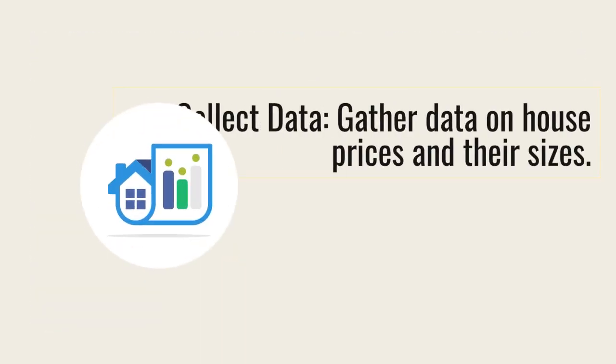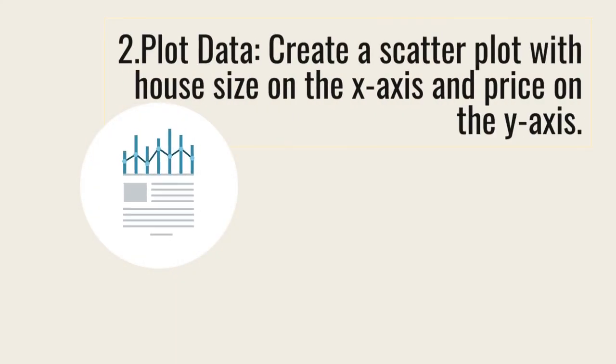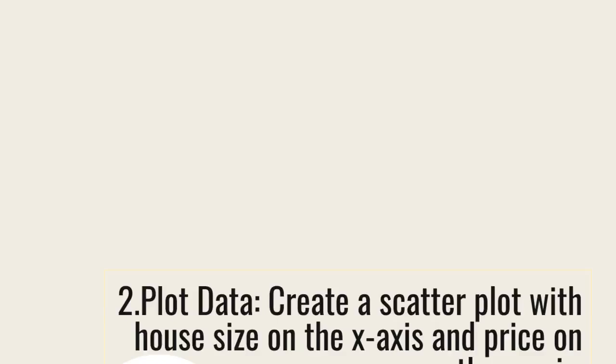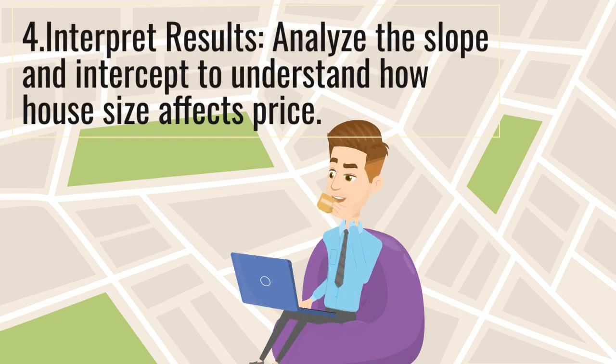1. Collect data. Gather data on house prices and their sizes. 2. Plot data. Create a scatter plot with house size on the x-axis and price on the y-axis. 3. Perform regression. Use statistical software to compute the best fit line. 4. Interpret results. Analyze the slope and intercept to understand how house size affects price.